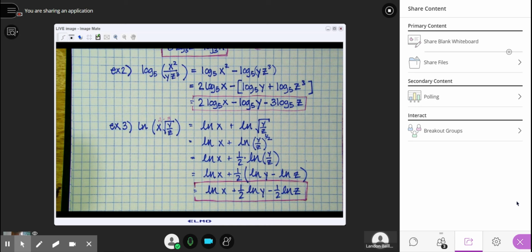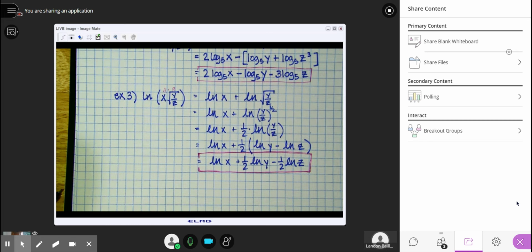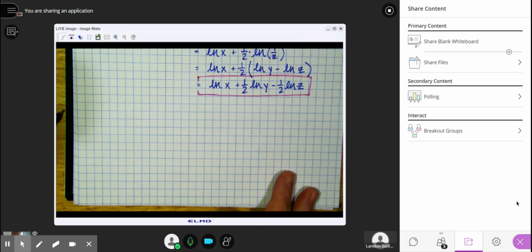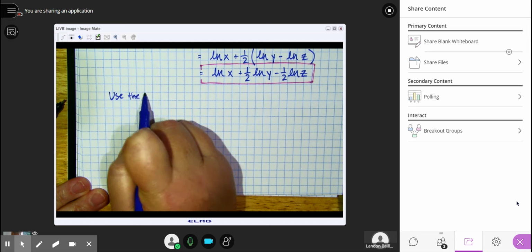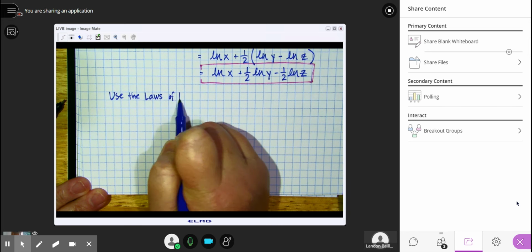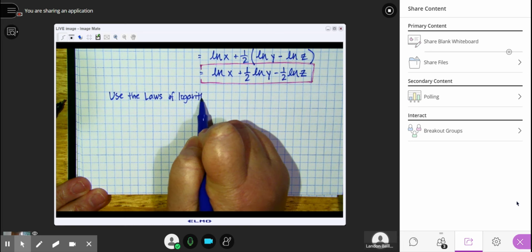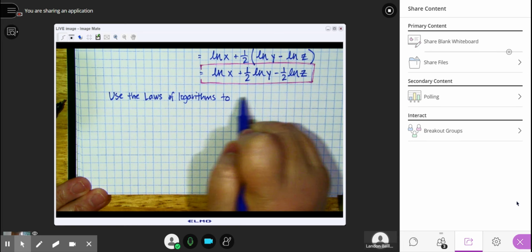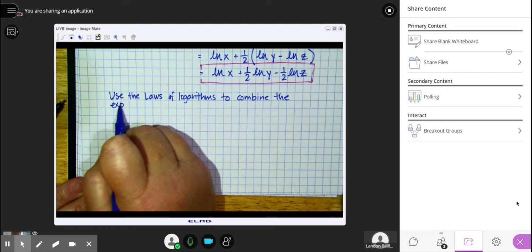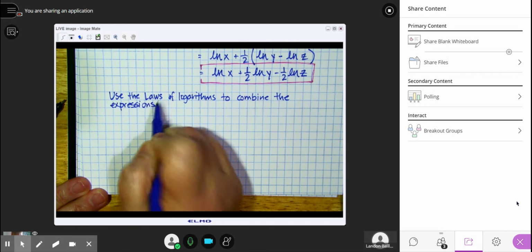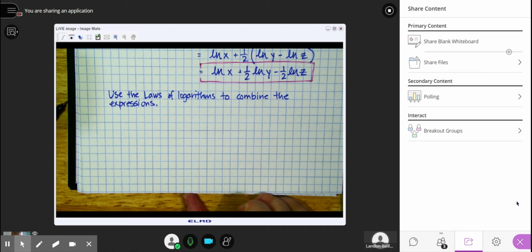Okay. All right. So now we're going to do 3 examples where we use the laws of the logarithms to combine. We're going to work with the same 3 laws, and rather than expanding them, we actually want to combine them. So we're going to be using them in the opposite direction.